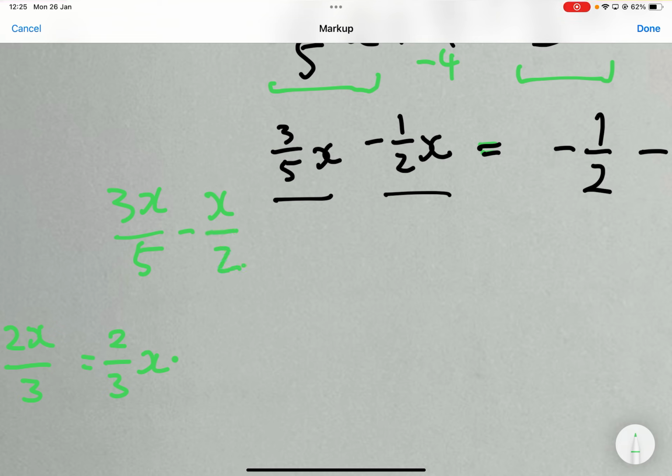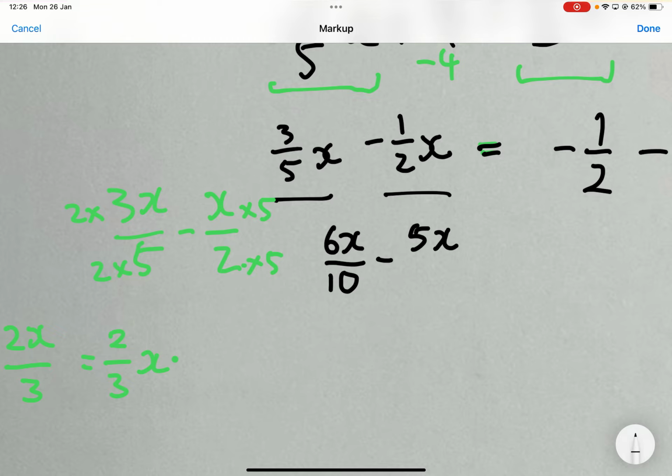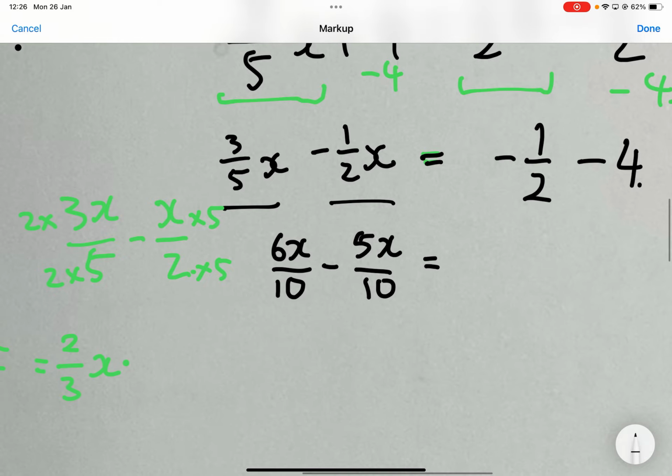Then I have fraction minus fraction. I need to make a common denominator. Times 5, times 5, times 2, times 2. Okay? Then it will become 6x over 10 minus 5x over 10. My left hand side never changes. I just write them differently. 3 over 5x is the same as 6 over 10x. Half x is the same as 5 over 10x. Minus is still minus. So I write them differently because I want to combine them together.